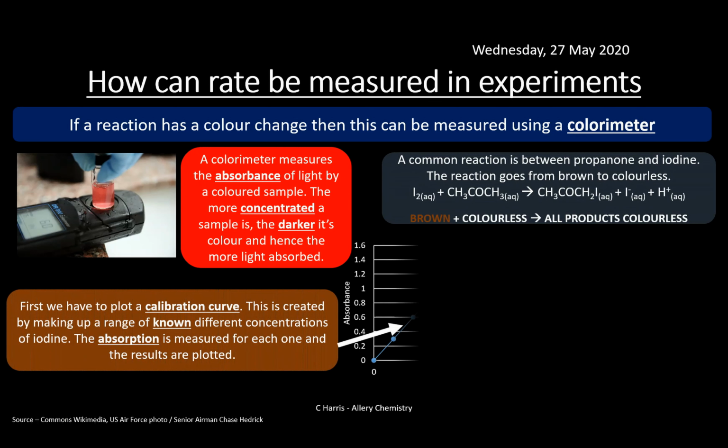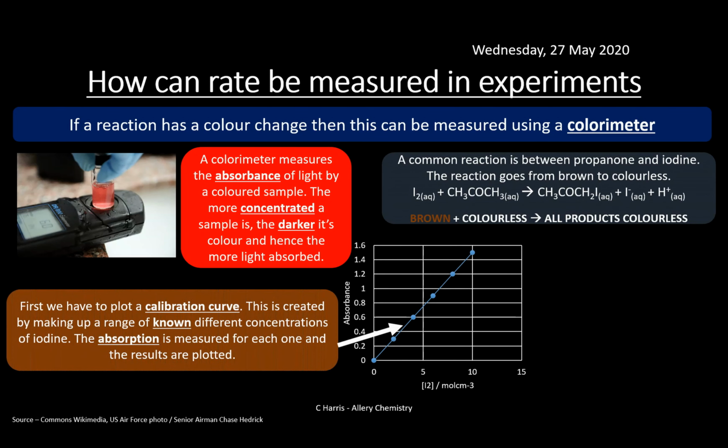So to do this, we have to plot a calibration curve, and this is created by making up a range of known different solutions of the sample that we're testing, and then we measure the absorbance of each one of them and plot them on a graph like this. So you can see here that we've done 5 set samples. We've fixed the concentration, so we've made them up to specific concentrations. We've measured the absorbance of each of these, and then we've drawn a line here. And this is our calibration line that we're going to be using.